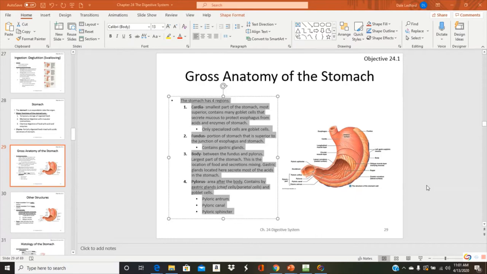The next one of these cells is called a chief cell. Then we'll have our gastric glands. These are the ones found in the stomach, found throughout parts of the stomach. Then our pyloric glands are also there, but I'm going to separate them. That's about chief cells. Chief cells make pepsinogen.